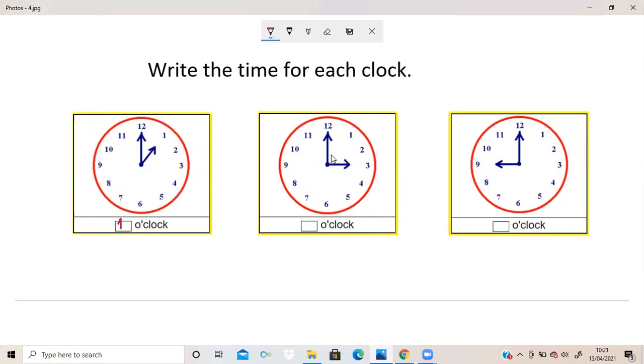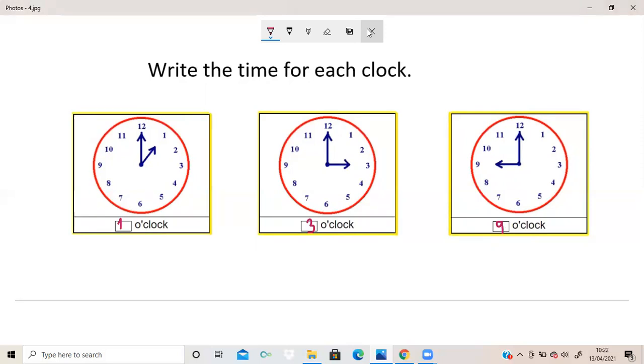In the next picture, the minute hand is again pointing at 12 and the hour hand is pointing at 3. That means it's 3 o'clock. Please remember we are learning o'clock. So when you see this kind of clock picture, you can tell straight away it is o'clock. In the third picture you can see the minute hand on 12 and the hour hand pointing at 9. So it is 9 o'clock. This is the way to write o'clock.